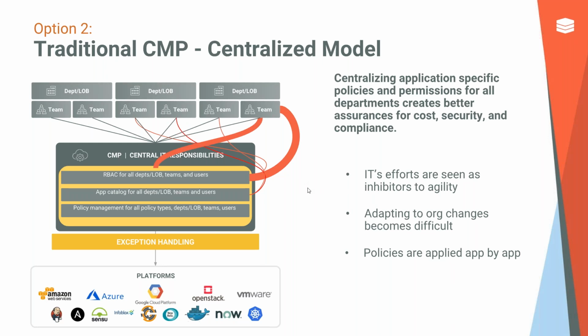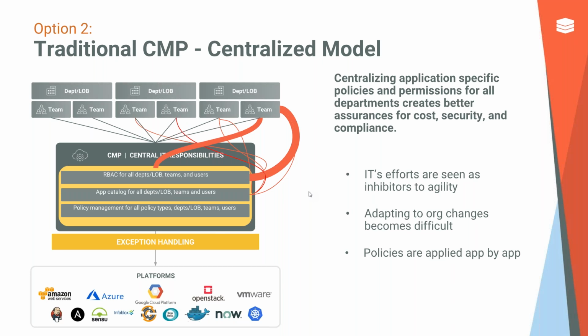And ultimately what starts to happen is you wind up seeing that IT becomes seen as an inhibitor to agility, because you have to decide: do I literally let these guys go, or do I still want to retain these controls? If I do, I start to be seen as a bit of an inhibitor.